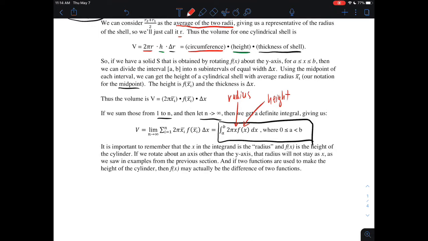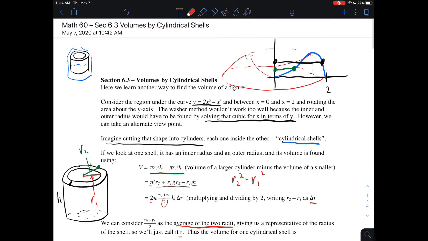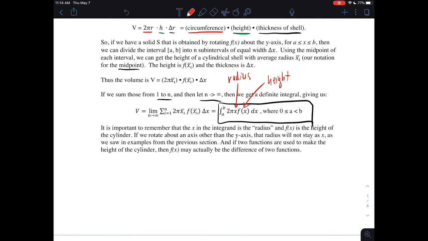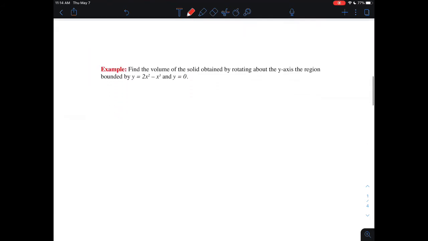So before we see some more complicated examples, let's actually calculate this volume that we were talking about to begin with, just using our simple definition that we ended up with. So example, find the volume of the solid obtained by rotating about the y-axis the region bounded by y equals 2x squared minus x cubed, and y equals 0.